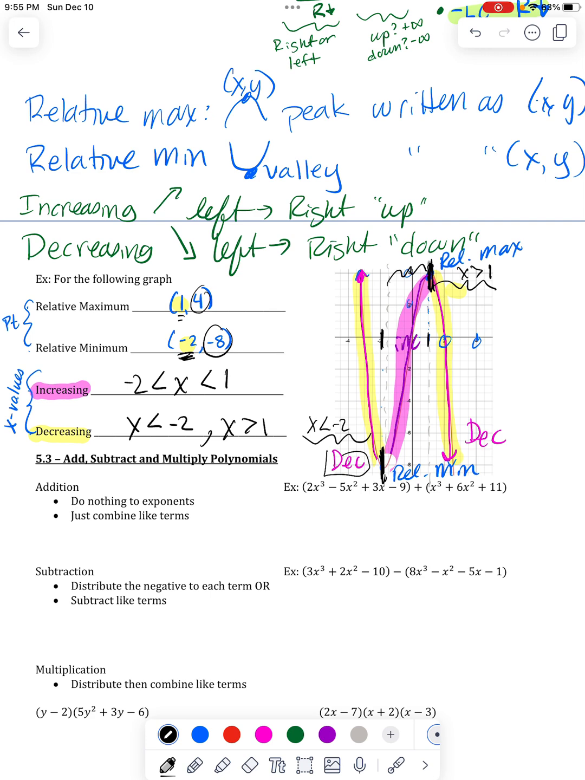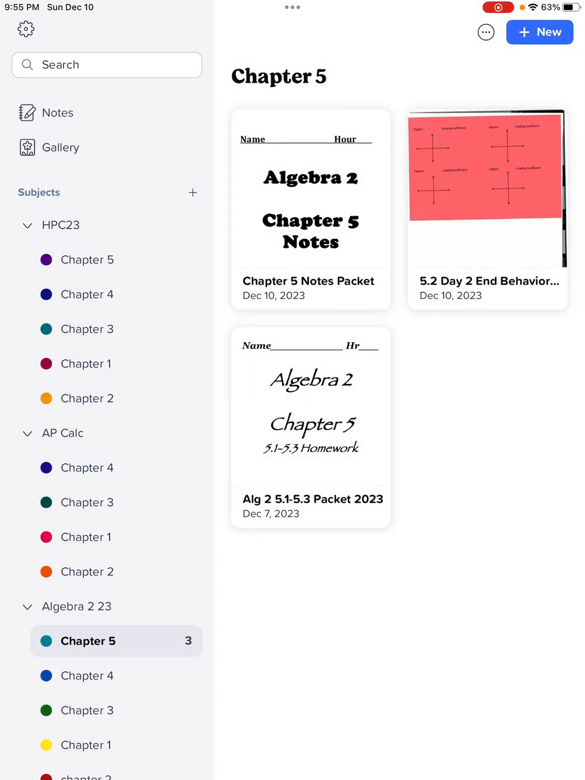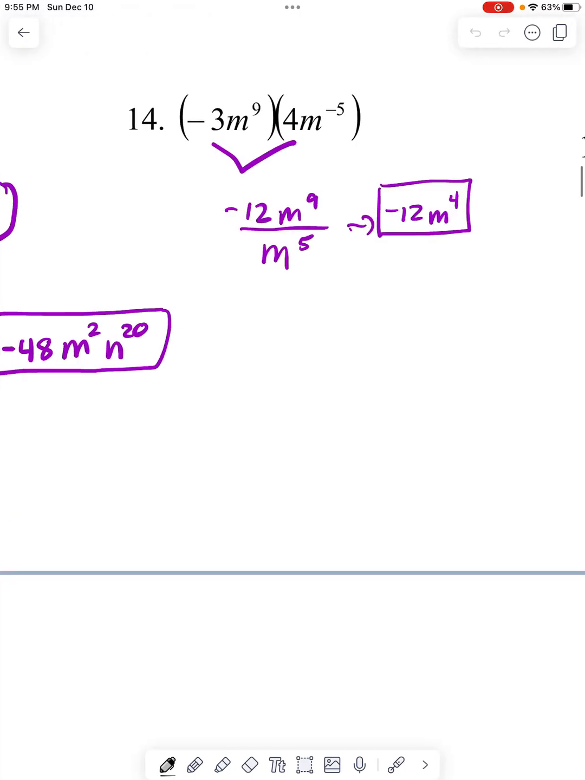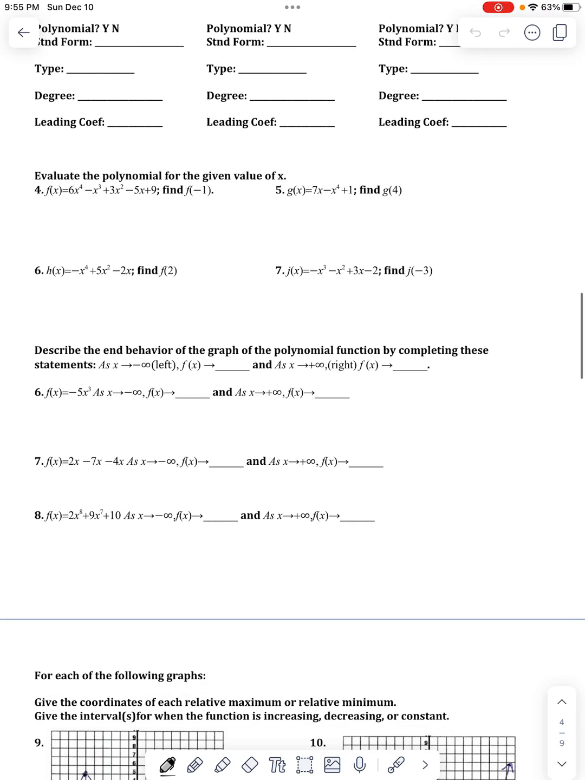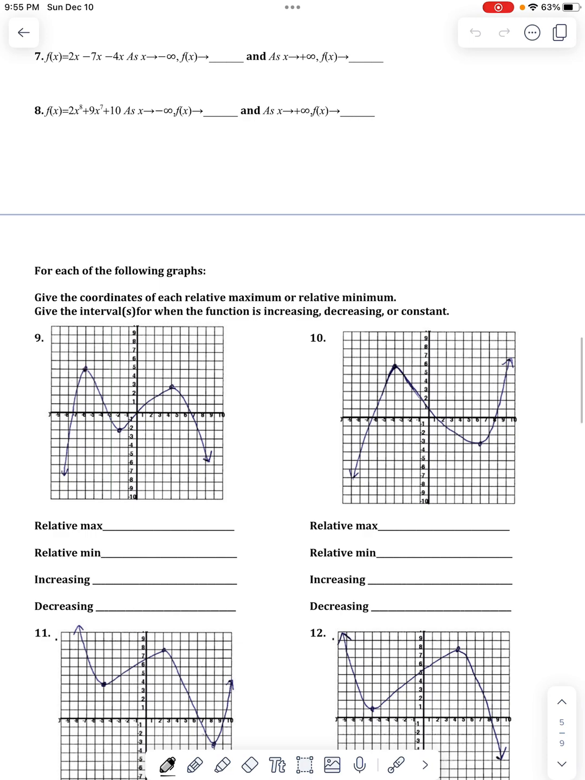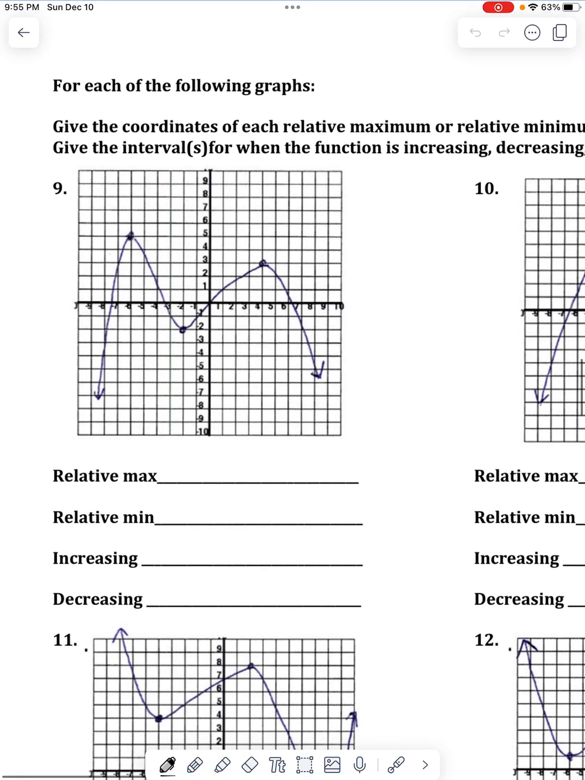I'm going to go to the homework packet. And since that's the only example, I'm going to go ahead and scoot to the worksheet and do at least the first one of those.